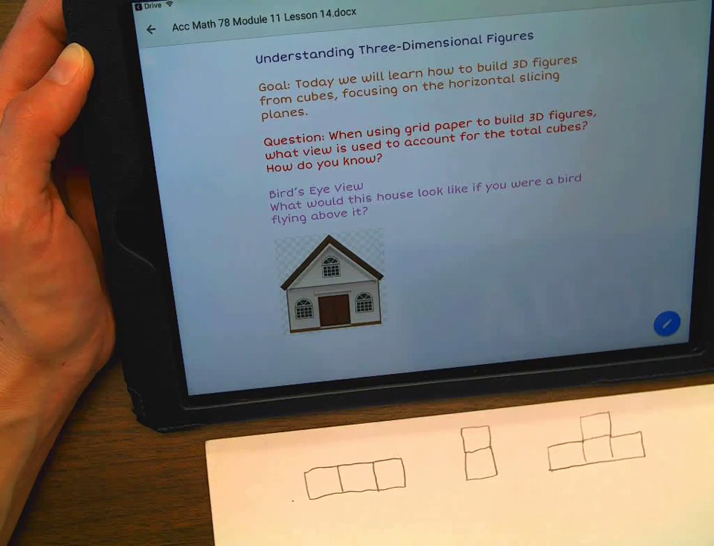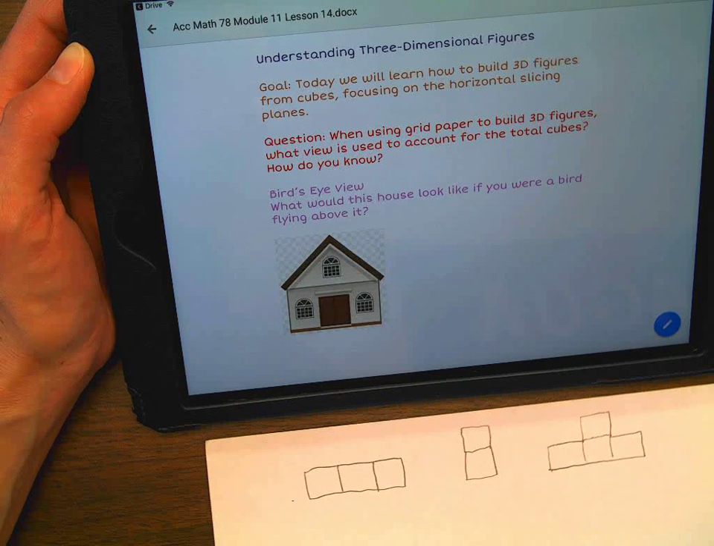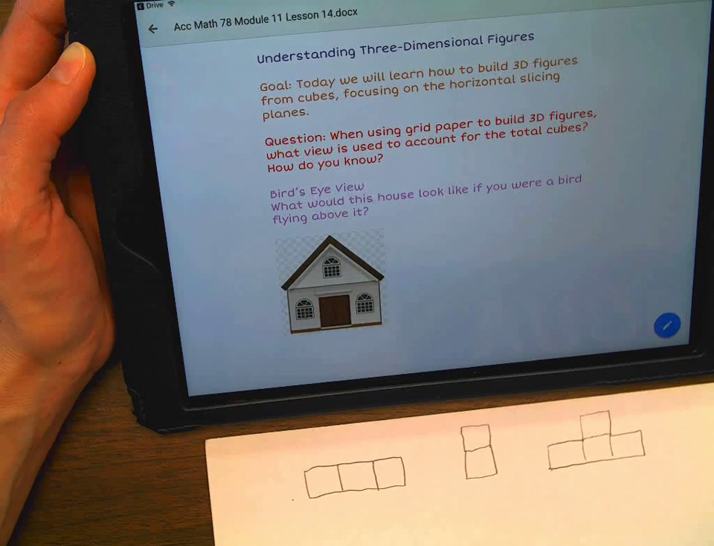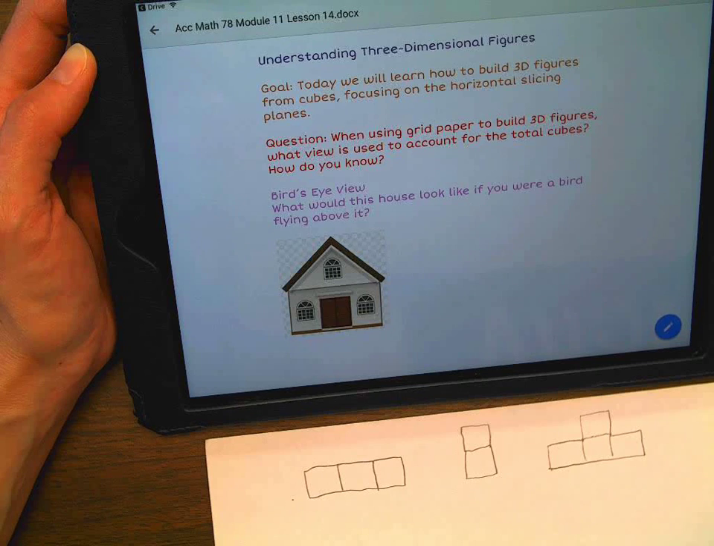Today we will learn how to build 3D figures from cubes, focusing on the horizontal slicing planes. Remember, the horizontal slicing planes just tell you what level you're working on. When using grid paper to build 3D figures, what view is used to account for the total cubes? How do you know? My thoughts on the view that would help you figure out the total number of cubes that you need would probably be the front view. That would be what I would guess. You think about it yourself, and then we'll talk about it some more in class.